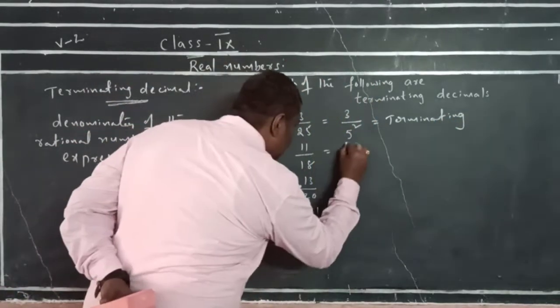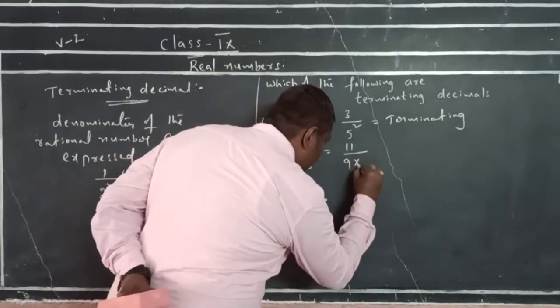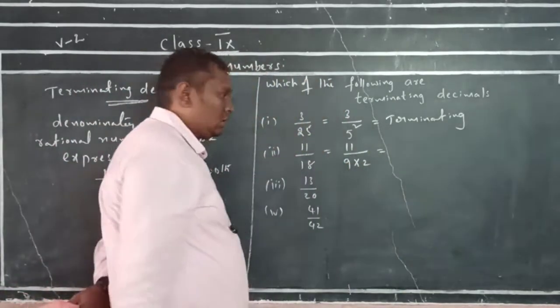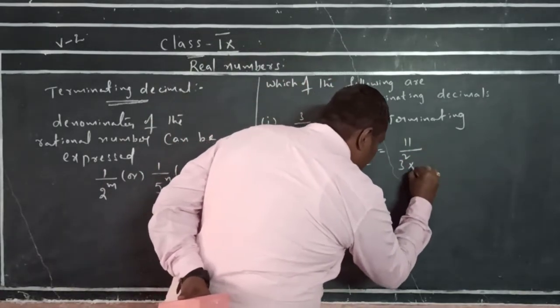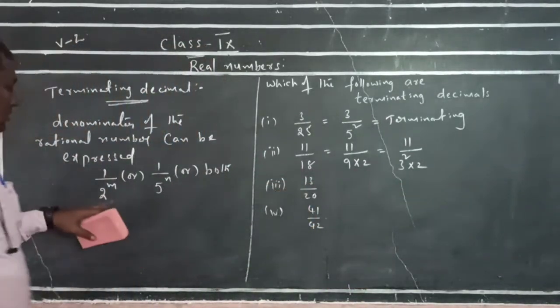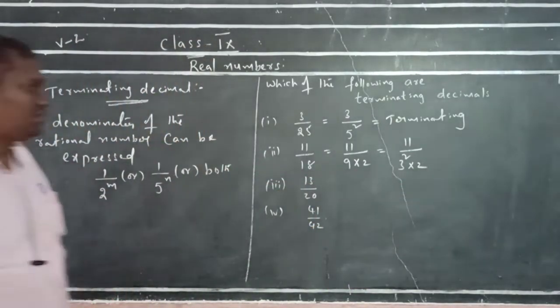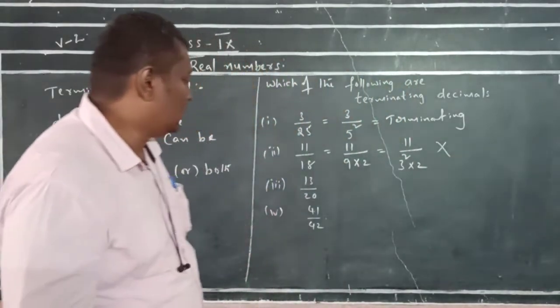Here, in 18 we have to write 9 twos. So 11 by 18, and 9 we have to write as 3 square, but 3 is not there in the definition. Let's say this is not a terminating decimal.